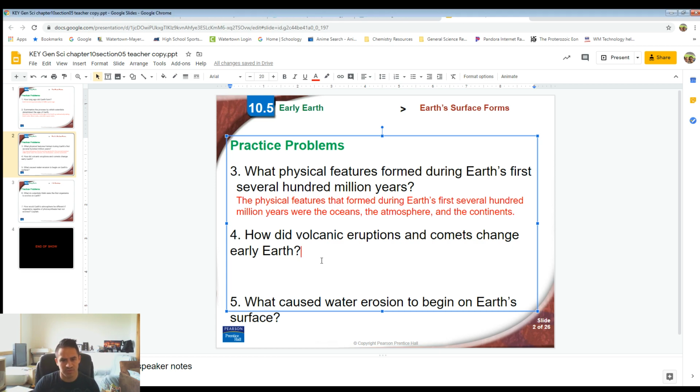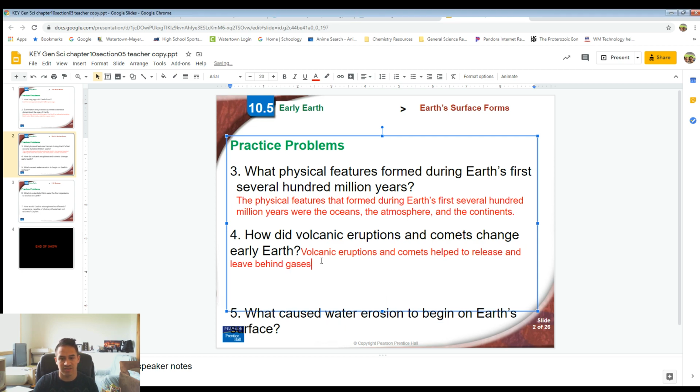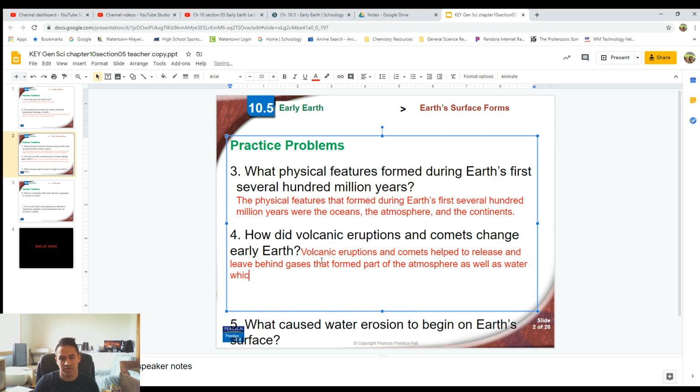So we can say that volcanic eruptions and comets helped to release and leave behind gases that formed part of the atmosphere, as well as water, which helps to make up the oceans on the planet. All right, something along those lines.